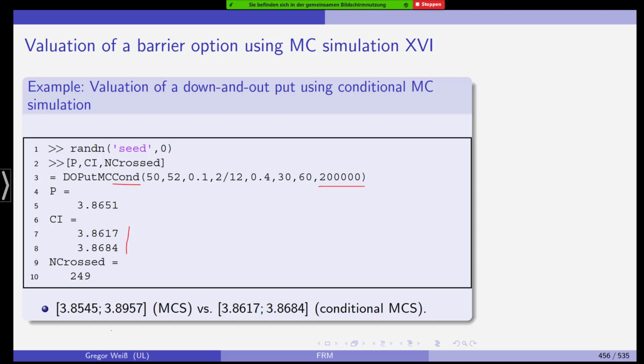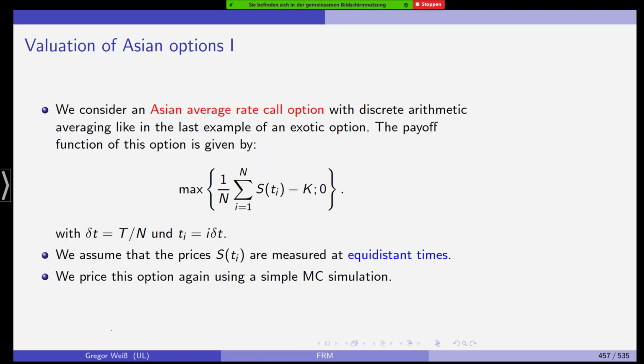And why and how do we achieve this? Well, by incorporating information that a part of the evaluation can actually be done by the true analytical formula from the Black-Scholes model. Okay, this is the Monte Carlo simulation.